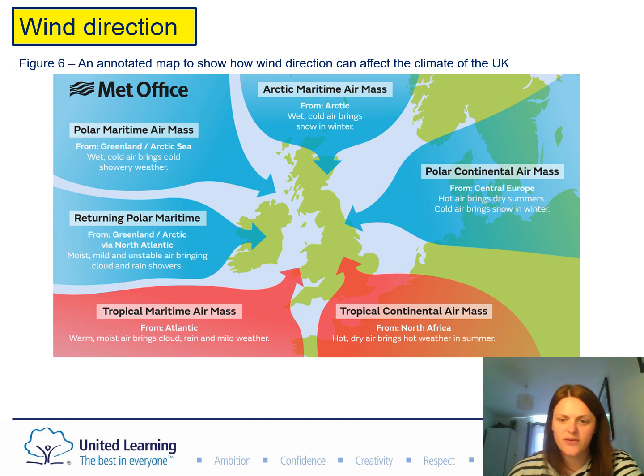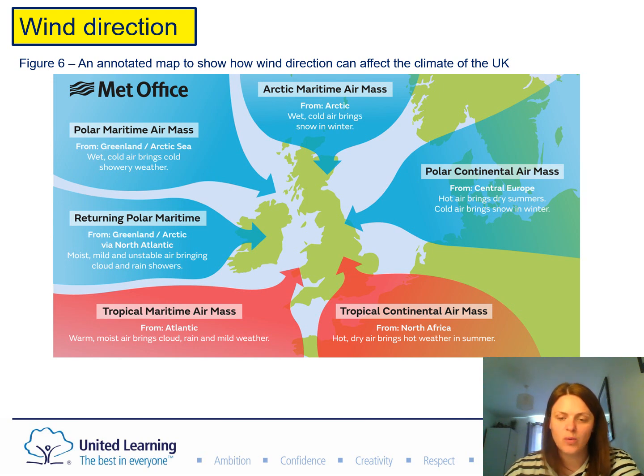Another factor that influences our climate is wind direction. Here is a map of the UK, and around it you can see all the different types of wind that we get coming into our country. Now don't worry about this map too much because we will be looking at this in more detail in a next lesson. I just want you to have a look here.